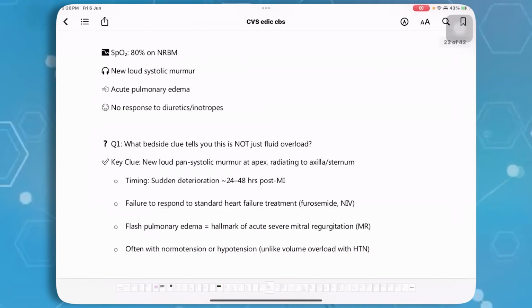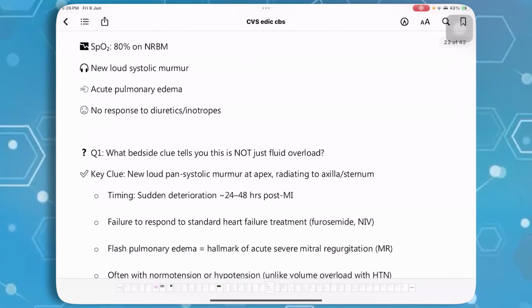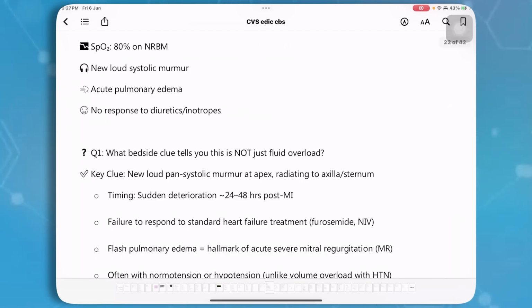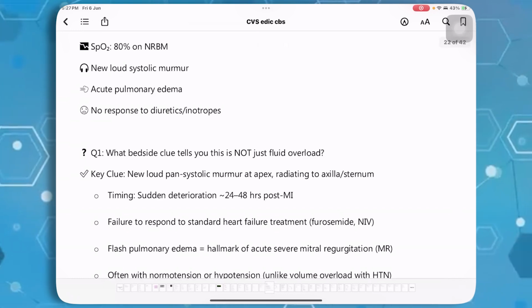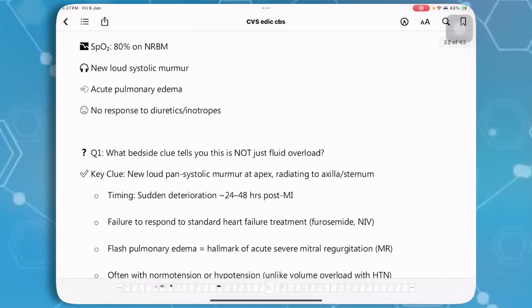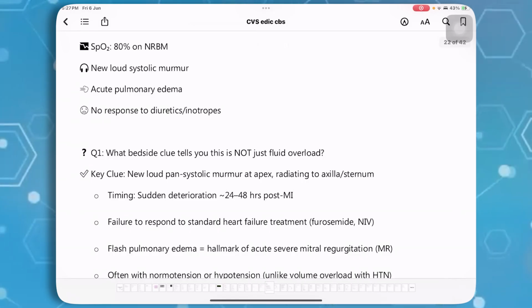So the patient has a saturation of 80% on non-rebreathing oxygen mask. The patient has a new loud systolic murmur. The patient has an acute pulmonary edema, suddenly happened, and the patient is not responding to any diuretics or inotropes. What is wrong? I need to check.